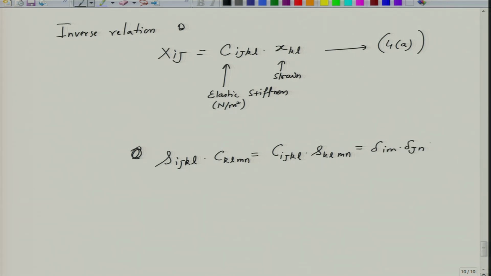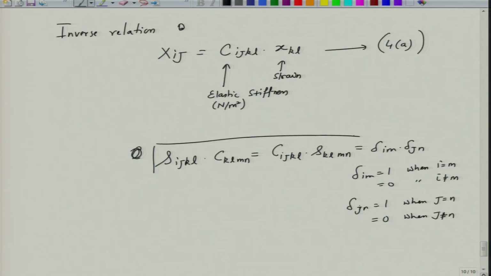Obviously, delta_im is equal to 1 when i is equal to m, and is equal to 0 when i is not equal to m. Similarly, delta_jn is equal to 1 when j is equal to n, and is 0 when j is not equal to n. You can write the matrices and prove it. It's not difficult to prove. So this is the relationship between the elastic compliance and the stiffness, and let us say this is equation number 4b.